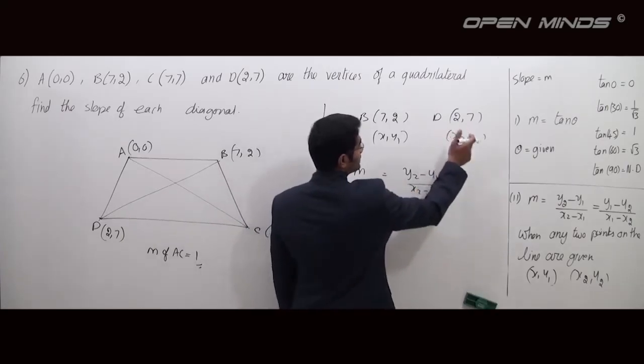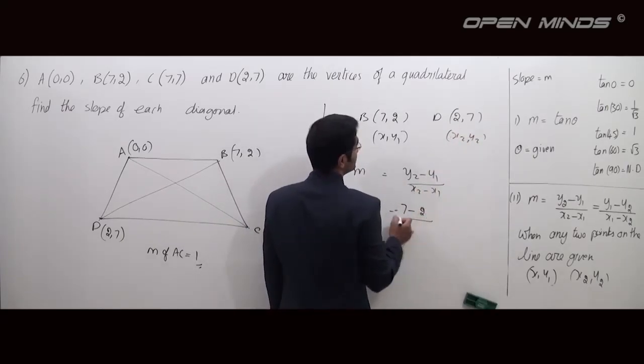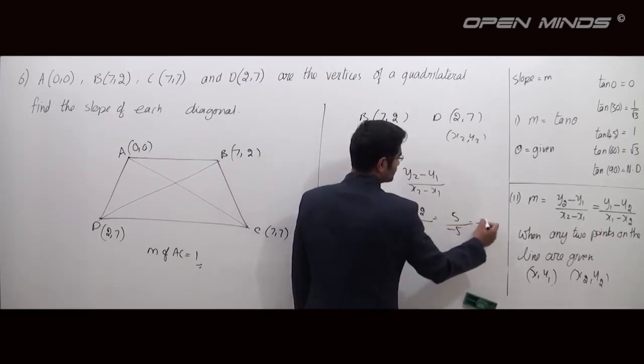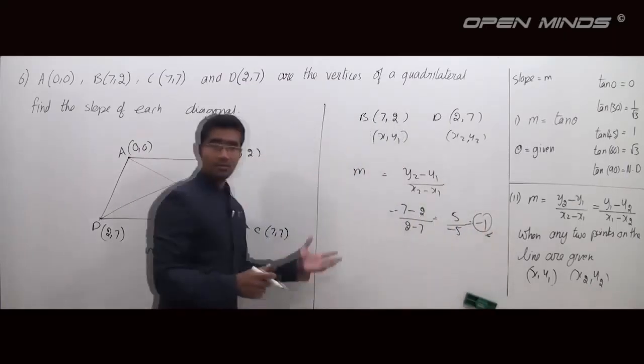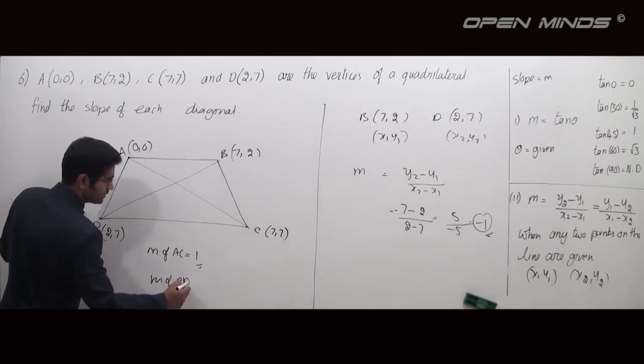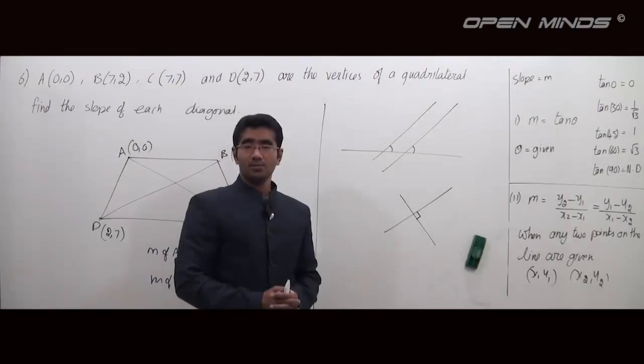Who's y2 now? That is this guy. That is (7 minus 2) divided by (2 minus 7). So what you get is 5 divided by minus 5, which is minus 1. So that is the slope of it. Nothing much. Cool. So I can write the slope of BD is -1. Well guys, the problem is nice and easy.